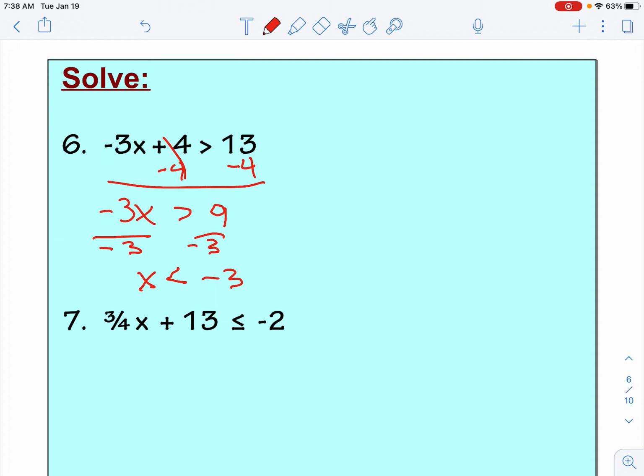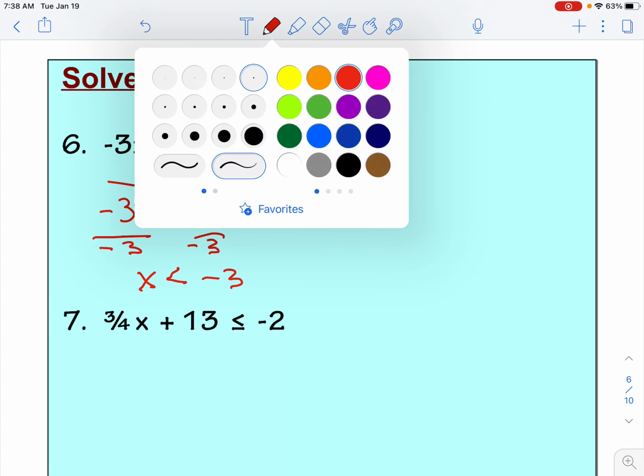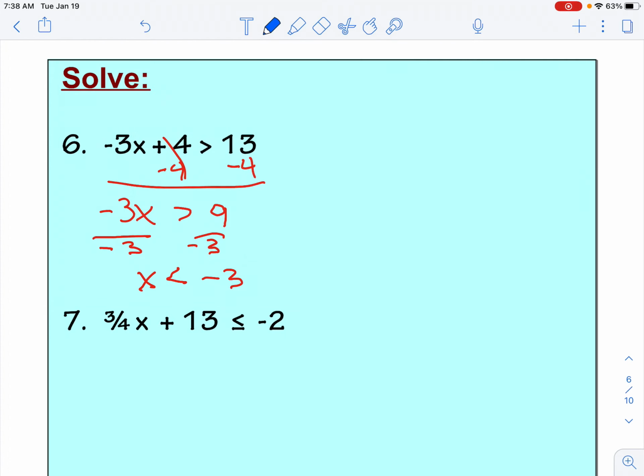In the next example, we have some fractions, okay? You can do these fractions on your calculator now, so this shouldn't be a struggle, but I'm going to walk you through this one just to make sure. So on this example, again, my goal is to get x by itself, so I'm going to subtract 13. Again, I subtracted, but that doesn't change the inequality. It's only if I multiply or divide by a negative. So now I get 3/4 x is less than or equal to -15.